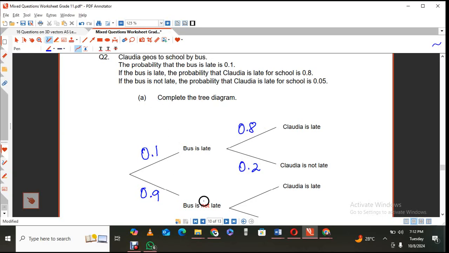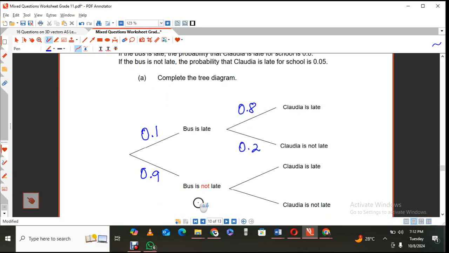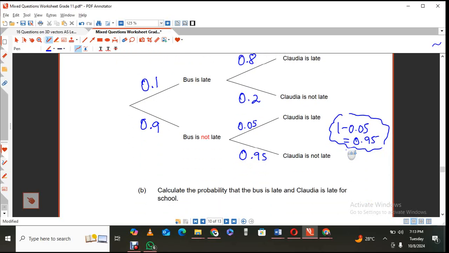If the bus is not late, so I'm coming to the bottom here, the probability that Claudia is late, so not late and late, is 0.05. So you need to find what this one is. It's 0.95. Remember, you say 1 minus 0.05. That's how you get 0.95. So you always remember that. Okay. So we have completed the tree diagram, so we can answer questions that follow from that.